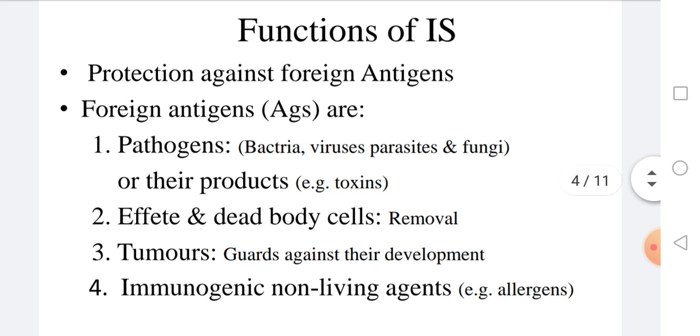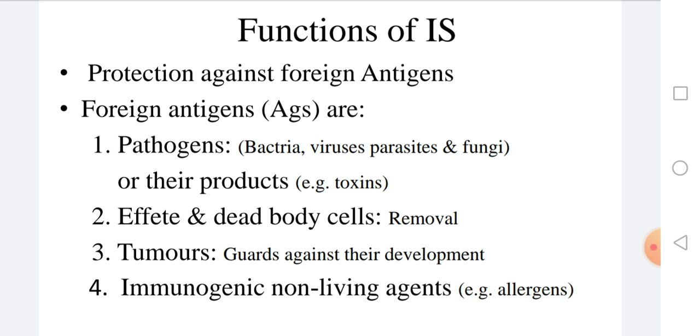Functions of the immune system: protection of the body against foreign antigens, antigens that are not part of the body. The foreign antigens are: number one, pathogens. Pathogens are disease causing living organisms like bacteria, viruses, parasites, and fungi, in addition to their products that can cause diseases such as toxins.